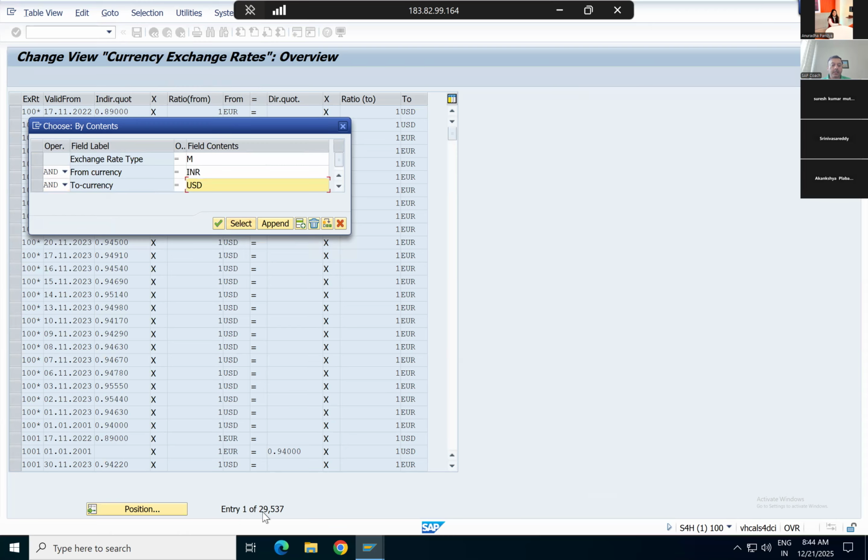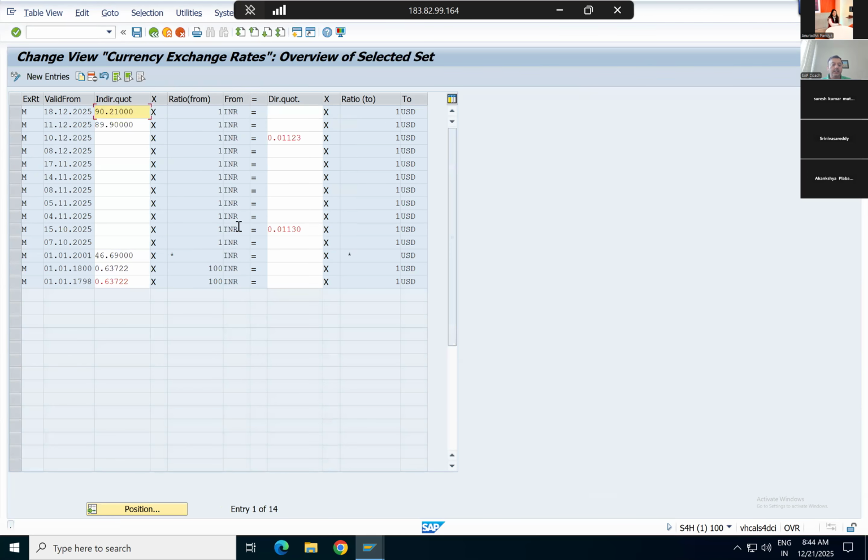So right now you see there are 29,000 entries. But once I select this, it will give me only those entries which I have selected. So only 14 entries are coming. Okay. So now let's talk about exchange rate type. There are multiple exchange rate types we can maintain. Normally M is the standard exchange rate type. Let us see the description of M.